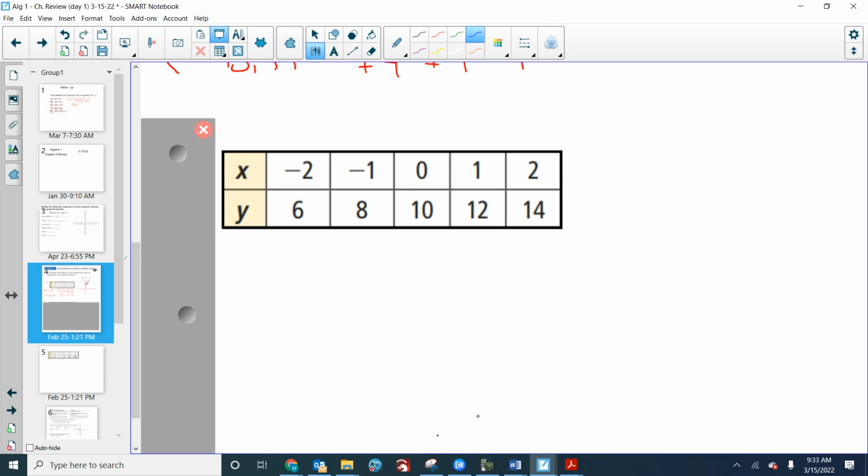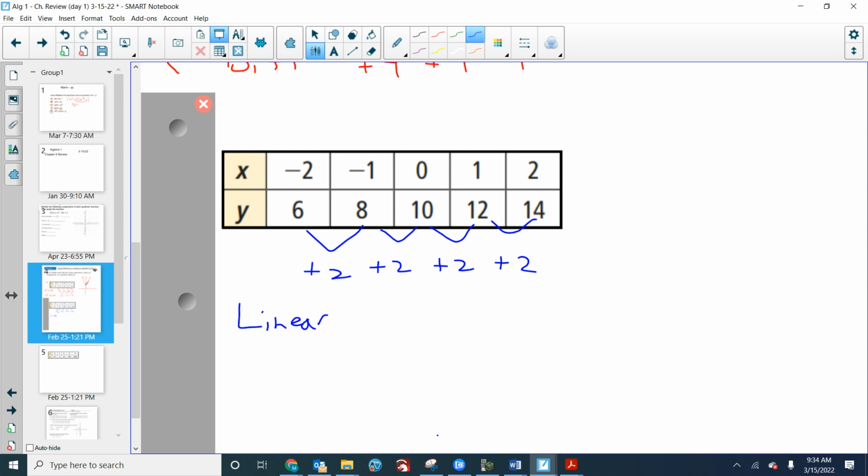So that was in your notes from yesterday? All right, let's check this one. From 6 to 8, up or down? Up. 8 to 10, up, 10 to 12, and 12 to 14. That has constant first differences. What does that mean? It is linear. Can you imagine that? I go from x equals -2 to -1. I go right 1. I go up 2 from 6 to 8. I go another 1, up 2. Rise 2, run 1. Oh, that's linear.